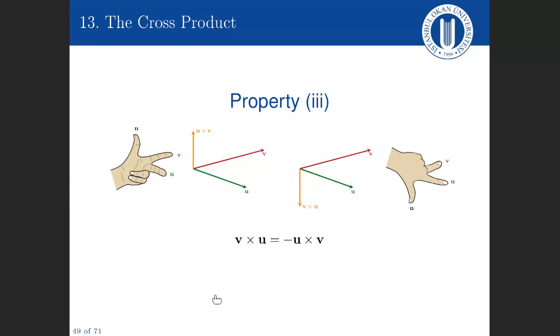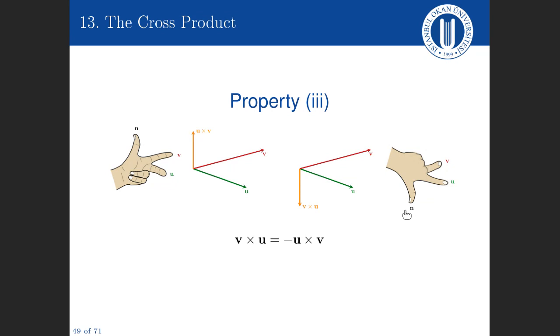Let's talk about property 3 first. Property 3 said that v cross u is the same as minus u cross v. Why is this true? In the left picture, I have u and v, and using my left hand, with u on the second finger, v on the first finger, n must point upwards. So u cross v must point upwards.